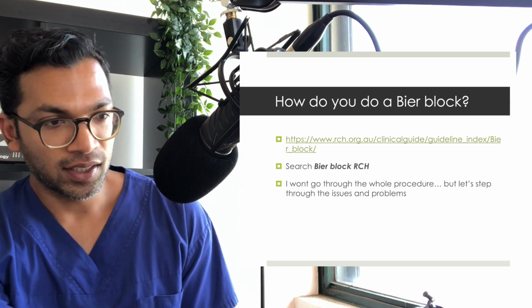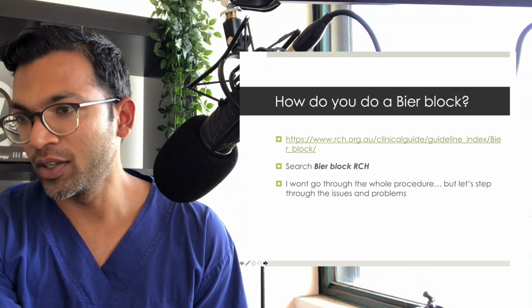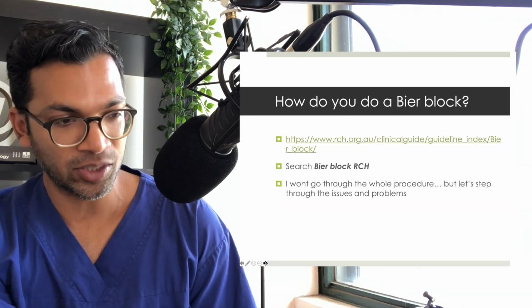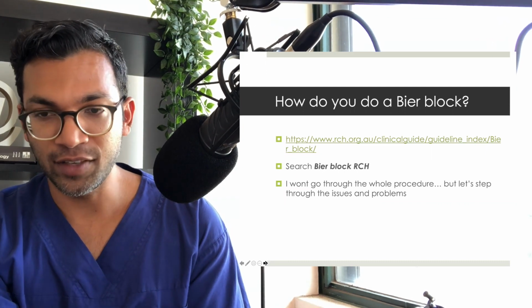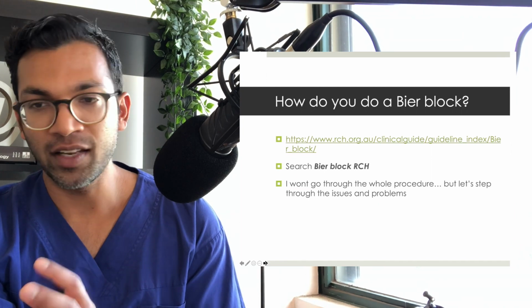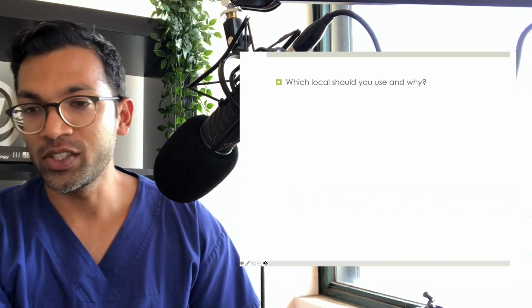Now, I won't go through the whole procedure, but I want to give you as much information as I can because I used to hate it when people talked down to me as a med student and just gave me little bits of information, because none of this is difficult. You just got to know where to find it and you just got to know it. You just need exposure because none of it's like quantum level physics where no one really understands. So here we go. What local should you use and why?